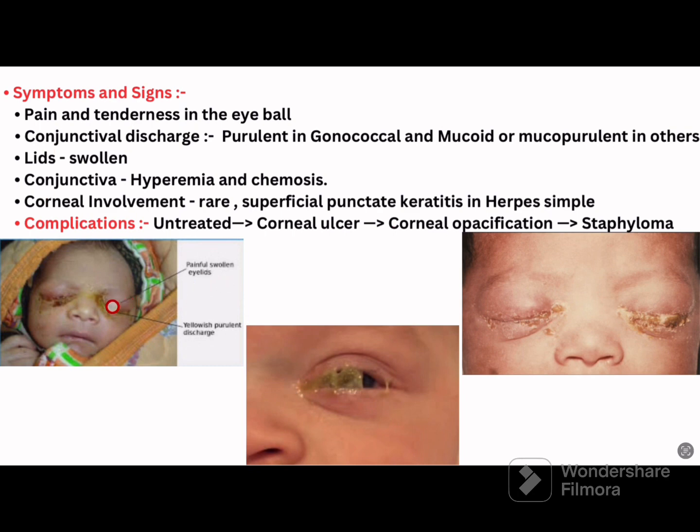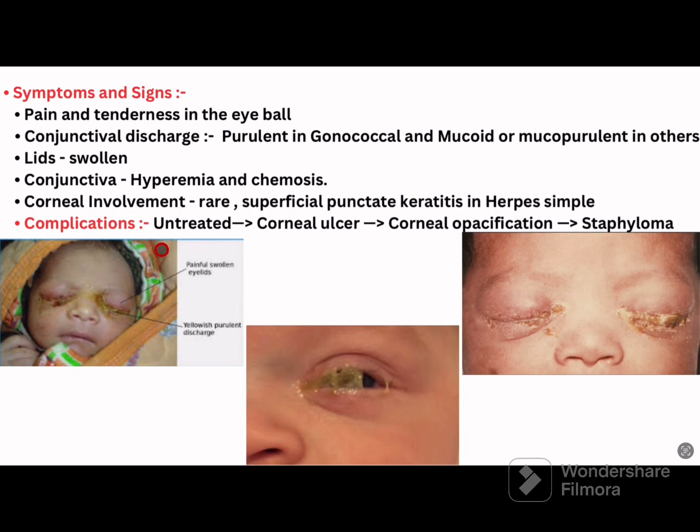Observe this figure here. The lids of the baby are swollen. Because of all this, there will be swollen eyelids which lead to pain. So there will be pain and tenderness in the eyeball. Now, if the eye is open, the discharge cleaned, and then you look at the conjunctiva, you can see it is hyperemic and chemosis is there. How about the cornea? Corneal involvement is actually rare, and it may occur in the form of superficial punctate keratitis in herpes simplex virus.